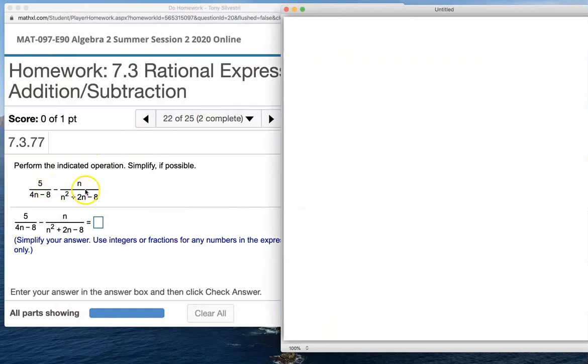Here's what I'm going to do. See this problem here? I'm subtracting. The denominators are not the same, so you might as well factor the denominators while I do the problem. I'm going to factor this out. The best I can do there is pull out a 4: 4 times n minus 2. Let's be careful. Am I right? 4n minus 8. Yes, I'm right. Always check yourself.